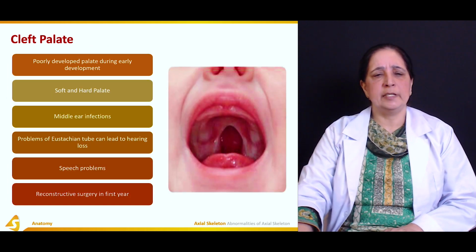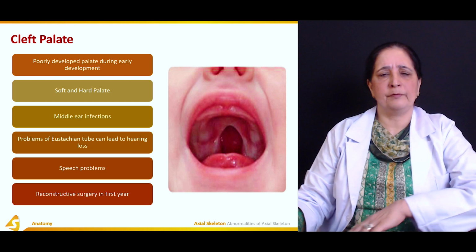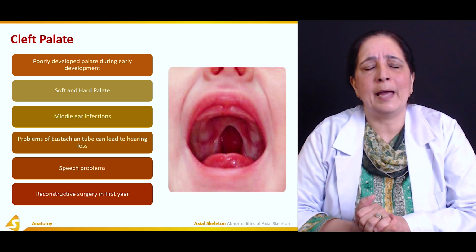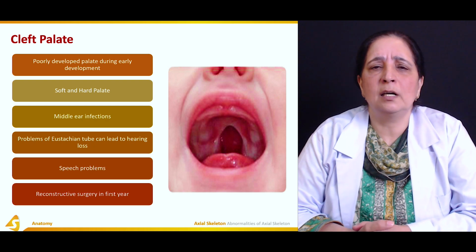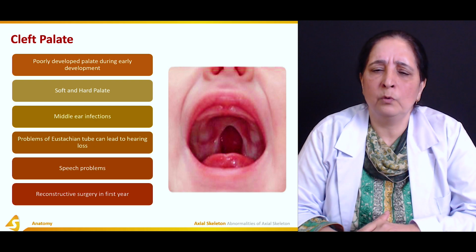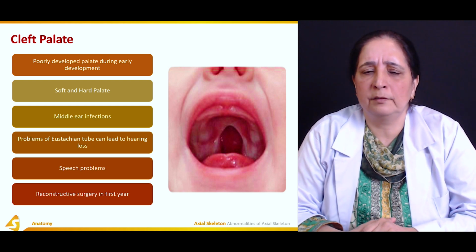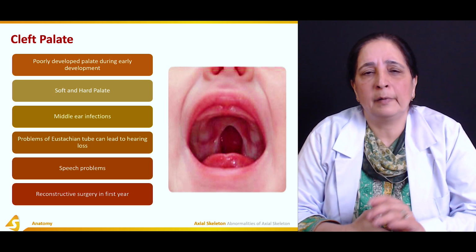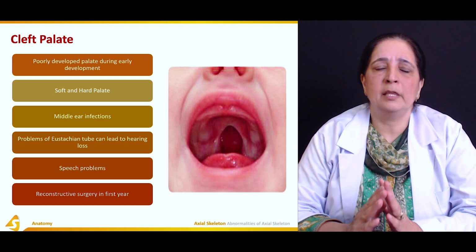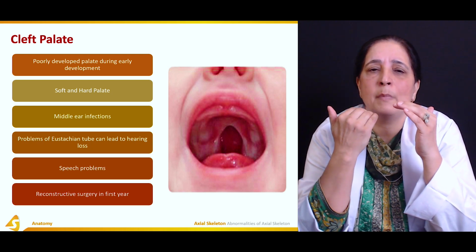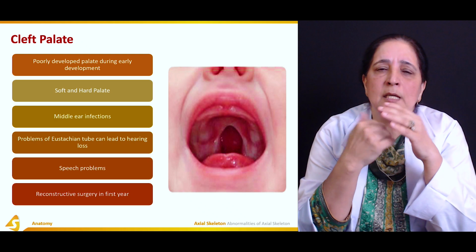Next condition is the cleft palate. Cleft palate is due to a poorly developed palate during early development. In the first two to three months when the fetus is developing, cleft palate occurs. The palate is the roof of your mouth.